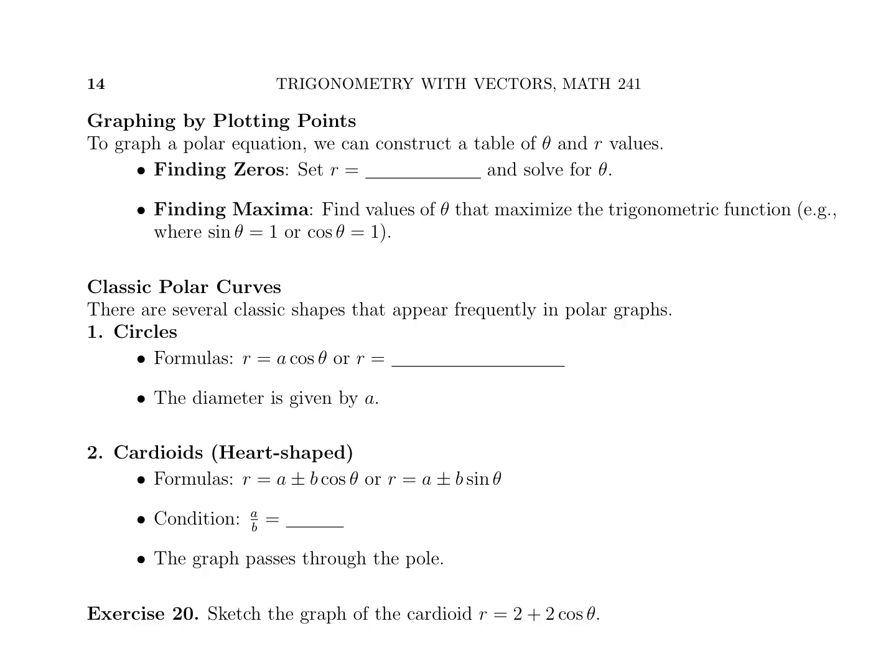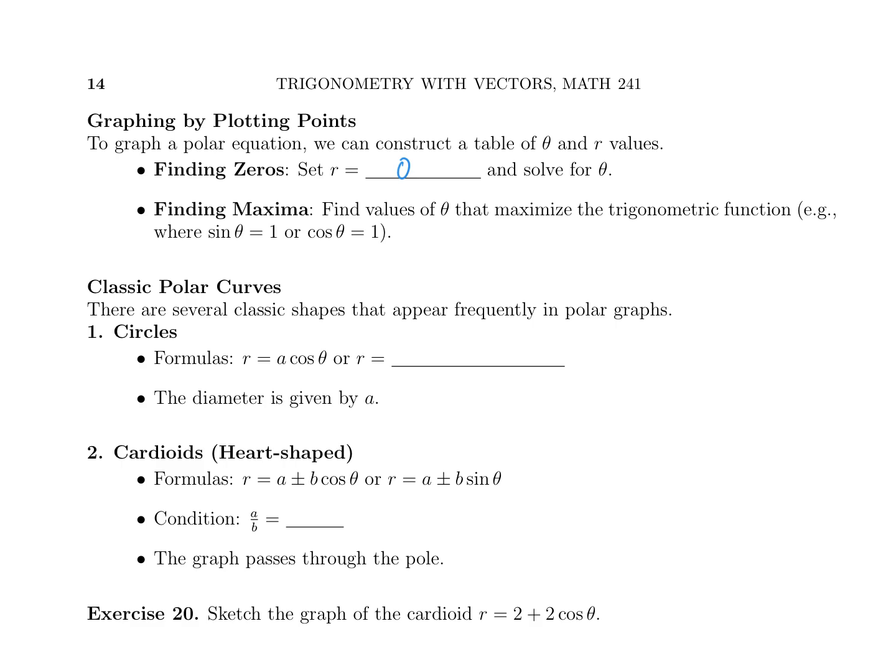So now they're going to show us how to graph by plotting points. When you're graphing a polar equation, you want to construct a table consisting of thetas and r values. They also tell us to first find zeros by setting r equal to 0. So we start there. You set r equal to 0, and then you solve for theta.